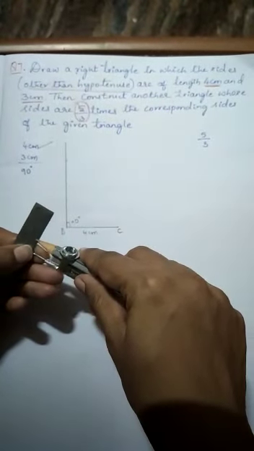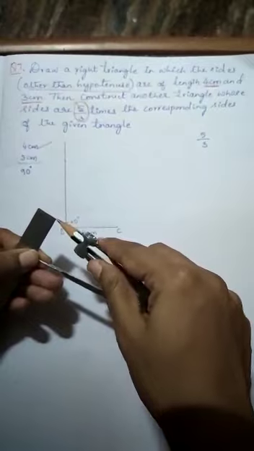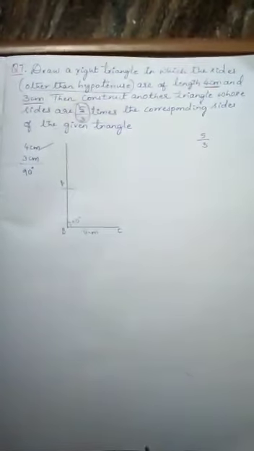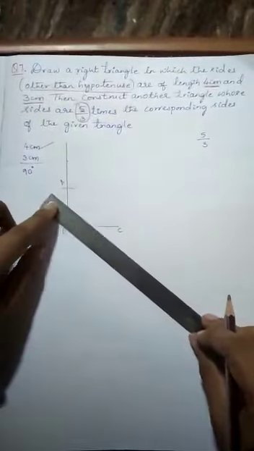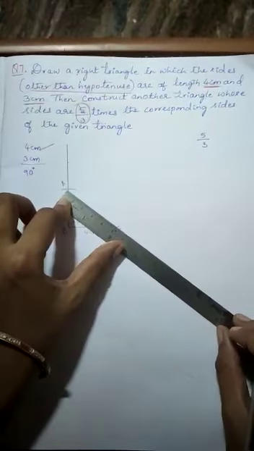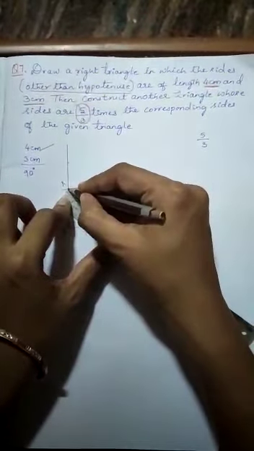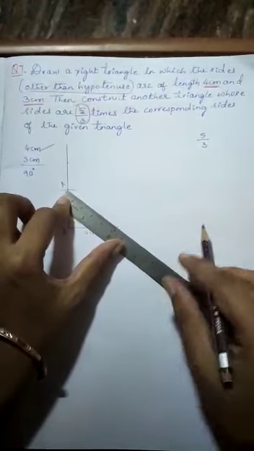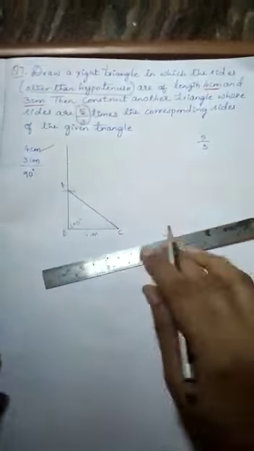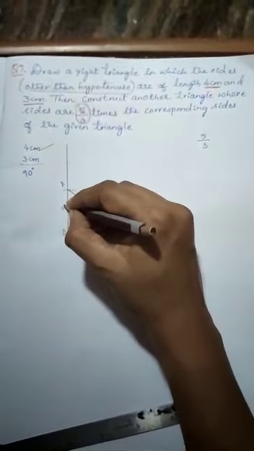So now another measurement is 3. Take 3 centimeter in your compass. Then from B you cut an arc. So this is A. Join AC and measure AC. Definitely it will be exactly 5 centimeter. So this is 5 centimeters, and this is 3 centimeter.